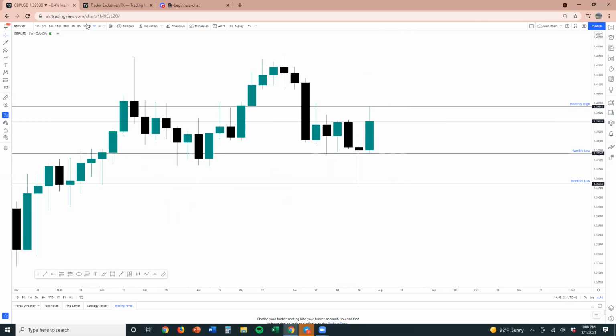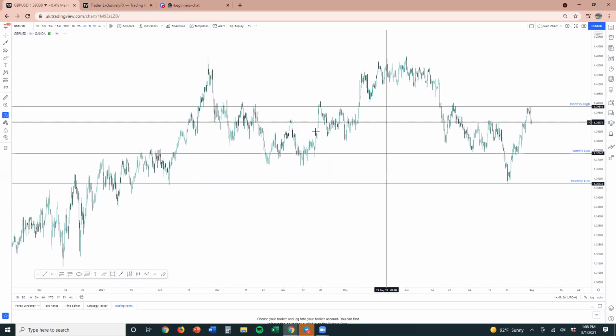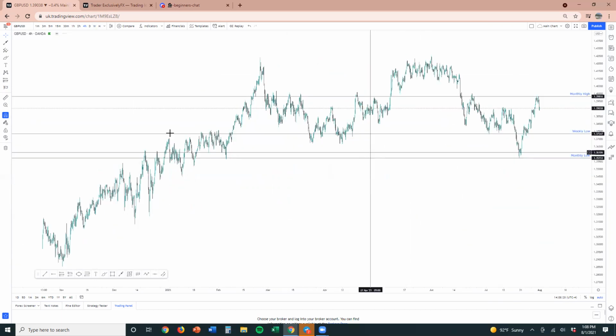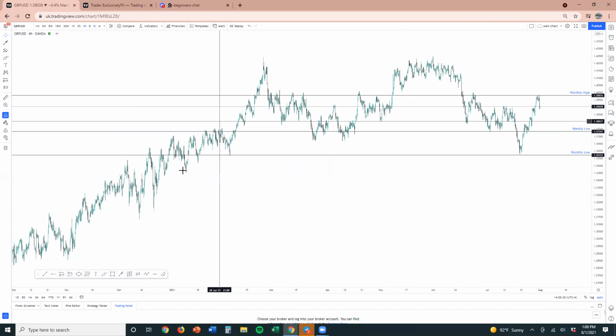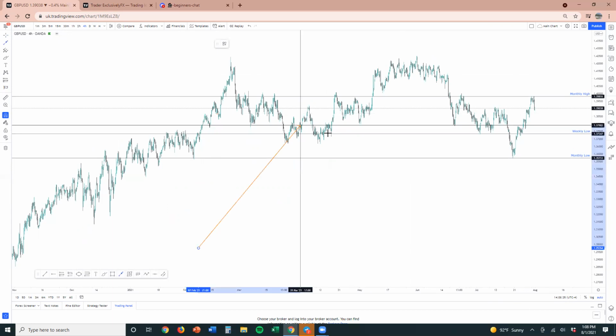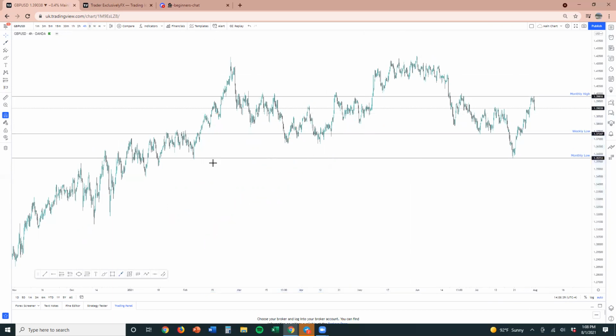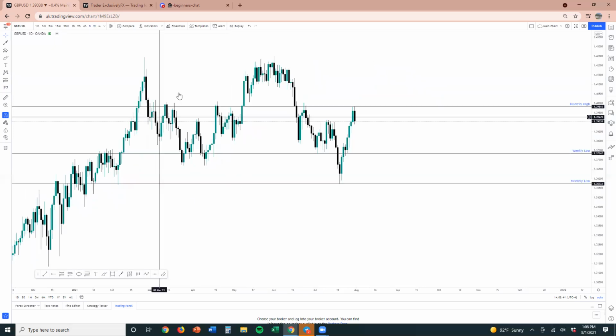Then after that, I can hop on my 4 hour and start looking for setups and understanding where the trend is. From this 4 hour perspective, we can see we had this bullish push over to the left side, and now we're moving stagnant, up and down. So let me get on here real quick. Okay, let's look at our daily.